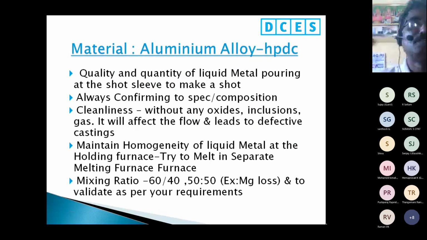So now we will talk about the material. The quality and the quantity of liquid metal poured into the shot sleeve. Quality means the right temperature, and quantity means the right quantity of the material. What will happen? For example, with quality, aluminum oxide may enter into the aluminum. It will create flow problems. So the quality should be kept properly, and the quantity also. If the quantity is lesser, the biscuit thickness will reduce.